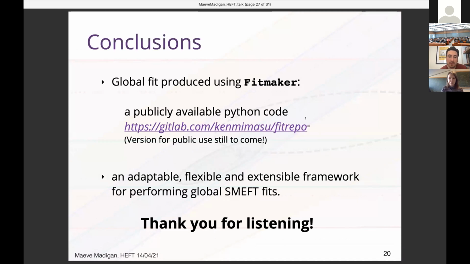And generally, the goal of FitMaker is to provide a fitting framework which is adaptable, flexible, and extensible for performing global SMEFT fits, and generally for statistical inference and BSM physics. It's flexible in that it's built in a modular fashion so that the user can easily expand it with additional models and additional data sets, and hopefully we'll continue to expand it going forward as well.